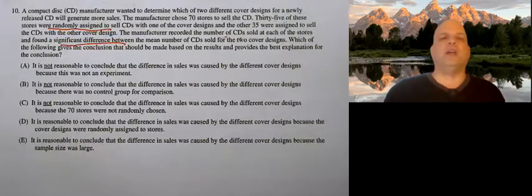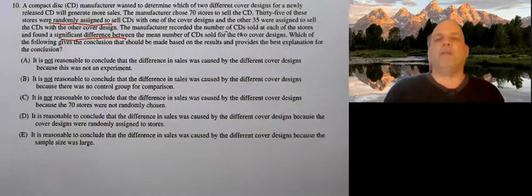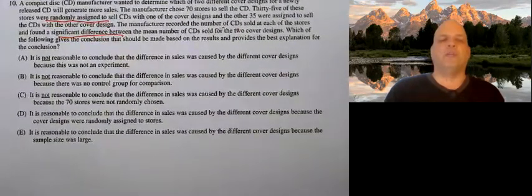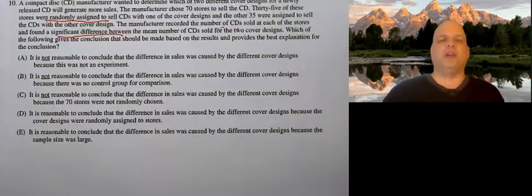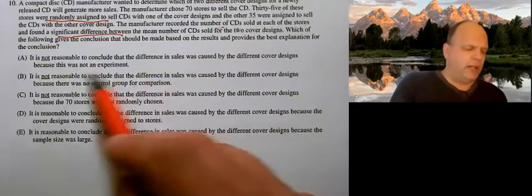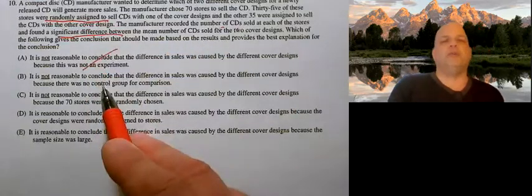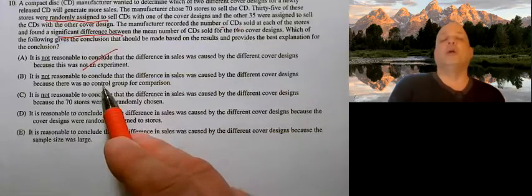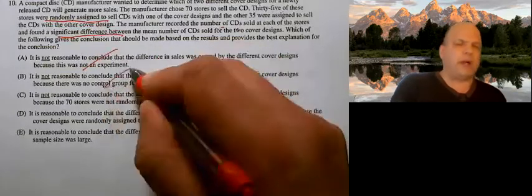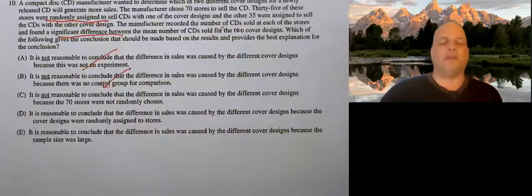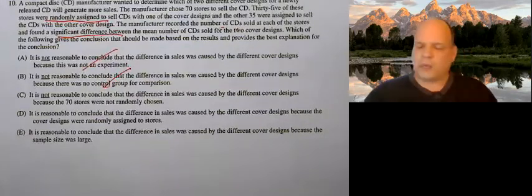Which of the following gives the conclusion that should be made based on the results and provides the best explanation for the conclusion? It is not reasonable to conclude, because they say this is not an experiment. No, this is an experiment. There was no control group. You don't have to have a control group, but you do have to have a group for comparison. And we had 2 cover designs, so we did have a comparison, so that is also false.